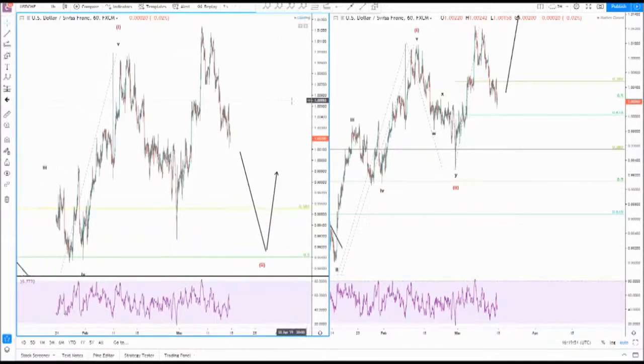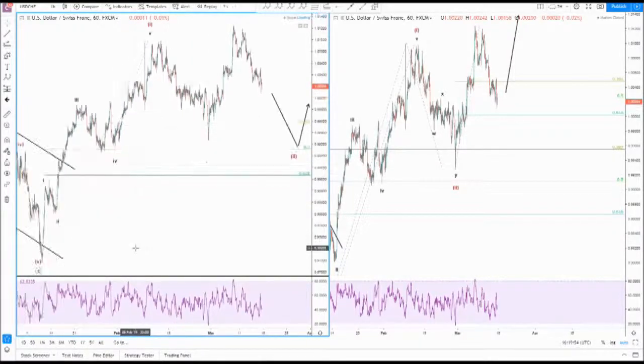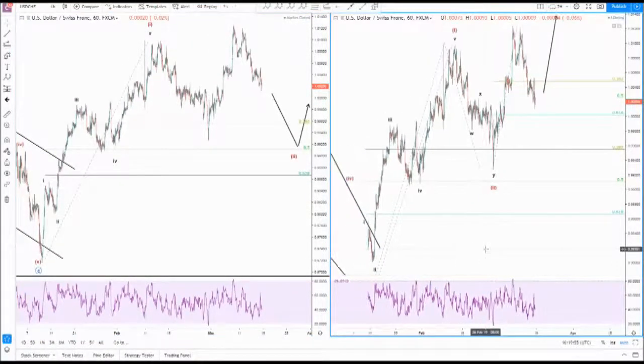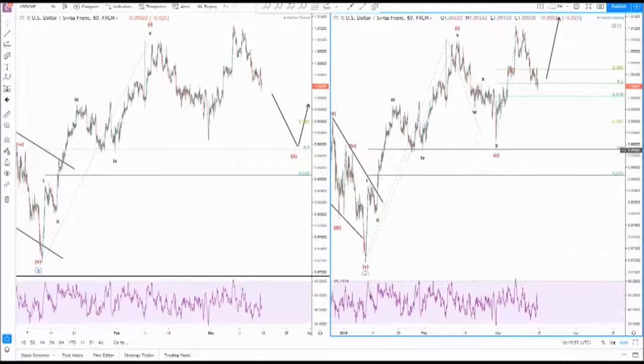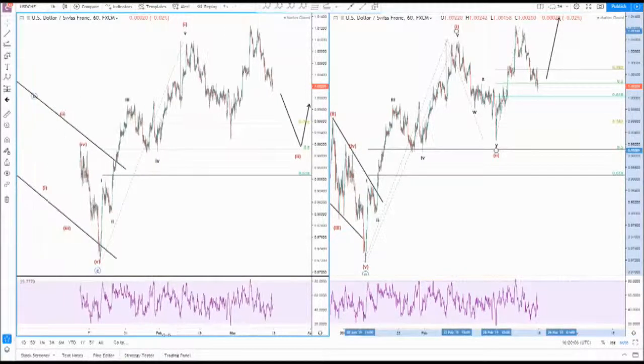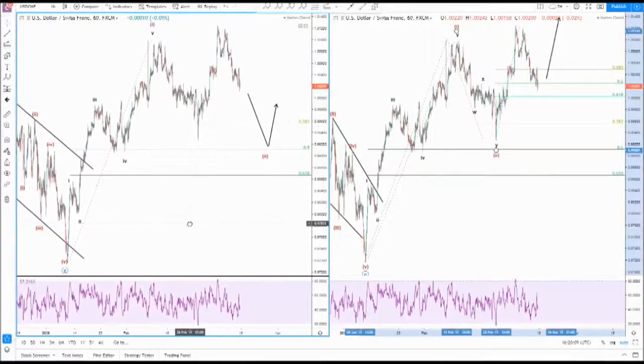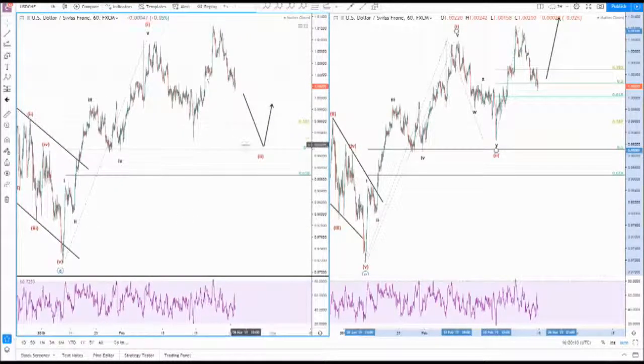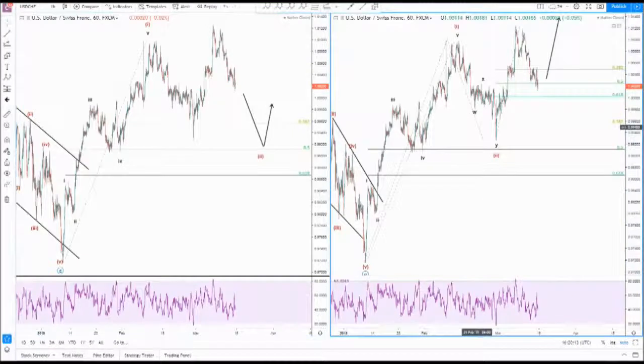Okay, so there's a few different things we could be looking at here in the Swissy. If you have a look at the left and the right, we've actually got two different counts. If you look at the red numbering, we've got wave 1 completed in the same place, regardless. The differences in the counts is where wave 2 ends. It's possible that we've finished wave 2 already, and that we're now continuing higher. So this would be red wave 3 that's about to start.